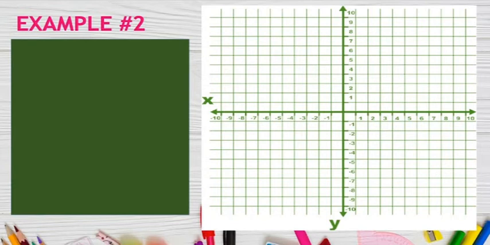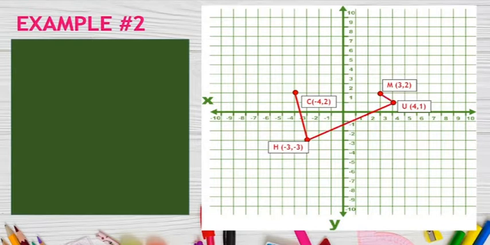Okay, first let's draw the image for the given points. Now that we have this, let's connect the dots. And here we go. We now have the pre-image for our quadrilateral CHUM. Now let's compute for the enlargement or the dilated version of this quadrilateral.